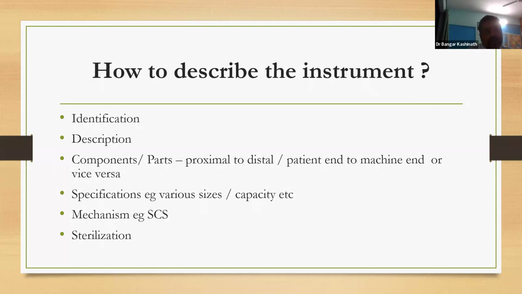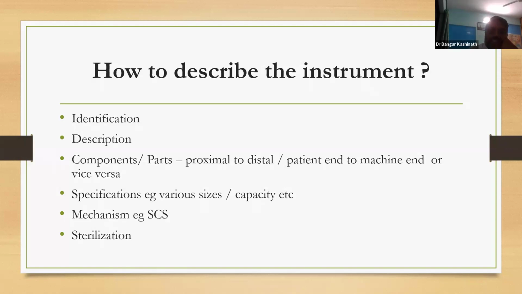Then talk about specifications. See, all these points might not apply to each and every instrument. Few points will apply to a few instruments, and other points to other instruments. Then you talk about various specifications of the instruments, for example various sizes, various capacity, if at all it is available. If applicable, you talk about the mechanism of the instrument. For example, spinal cord stimulator. Then you can talk about the gate theories, other theories, and the viva can go in that direction.